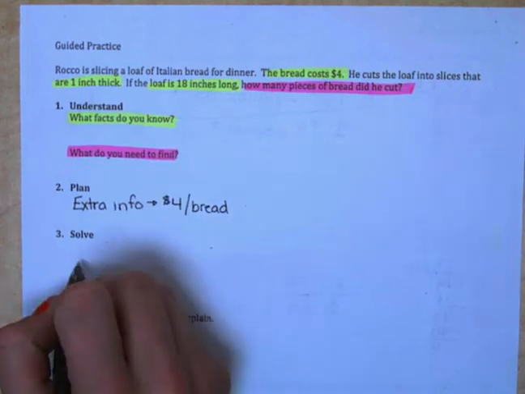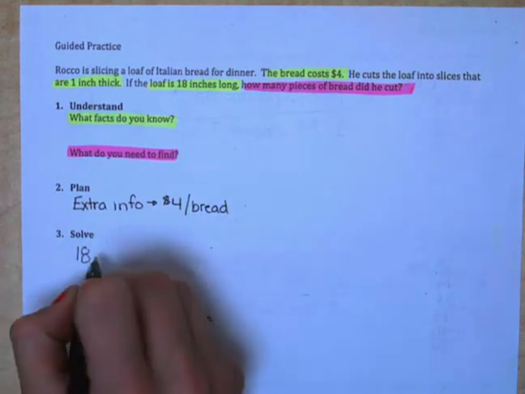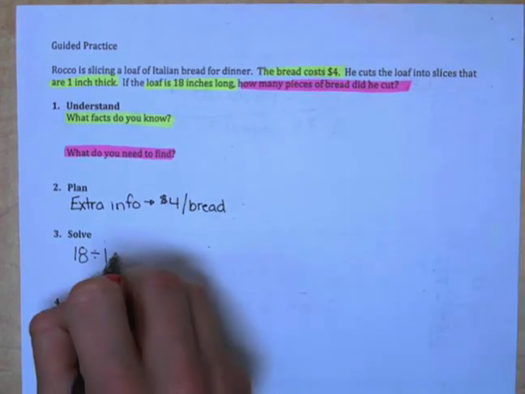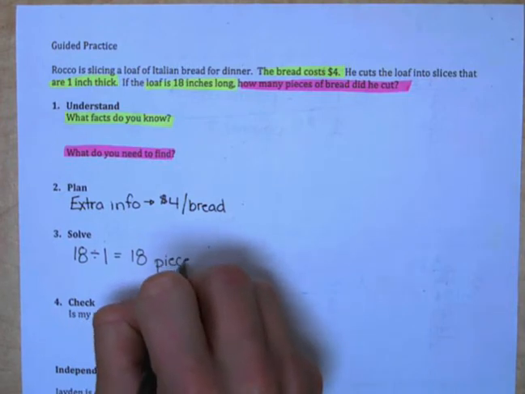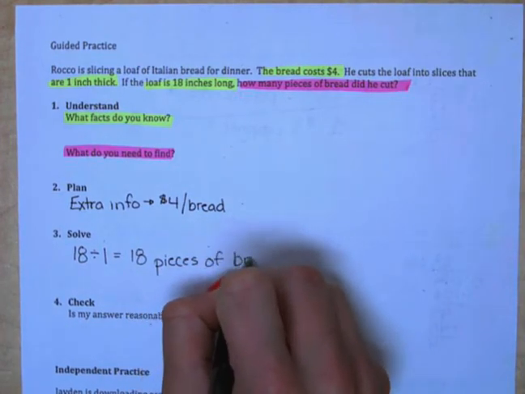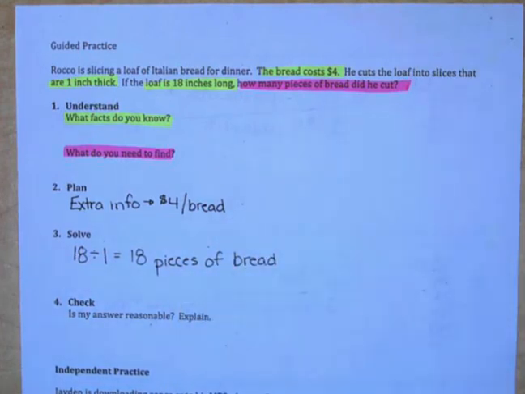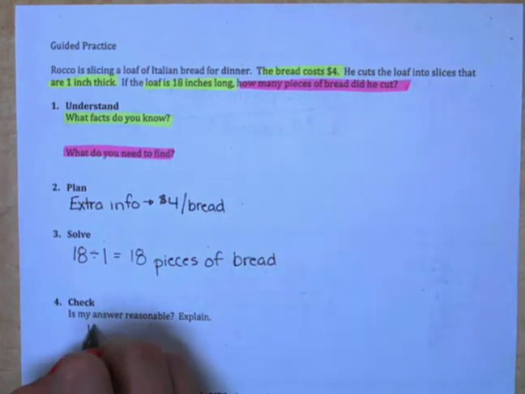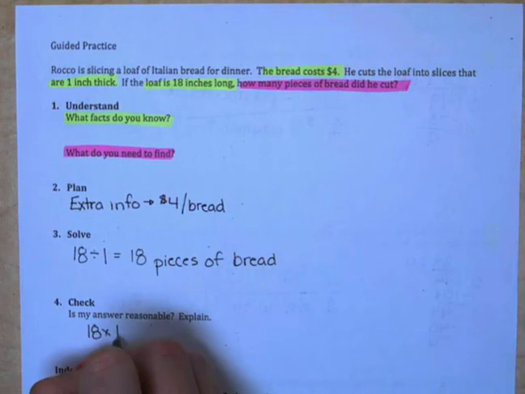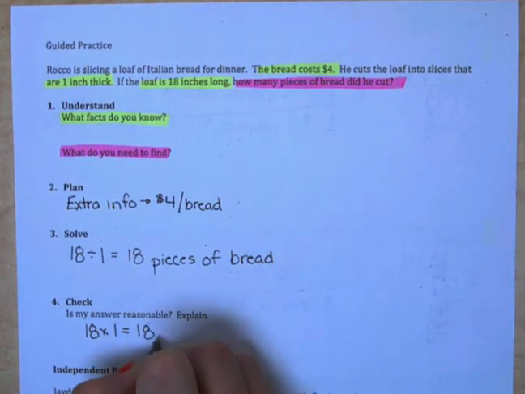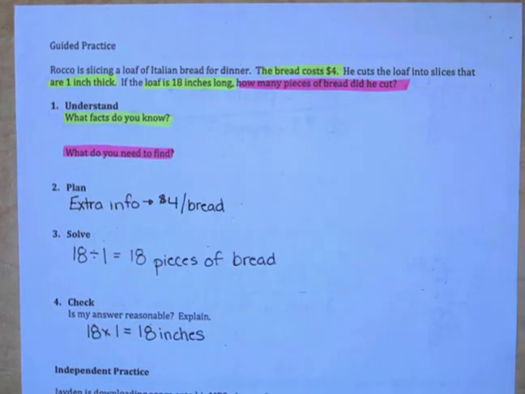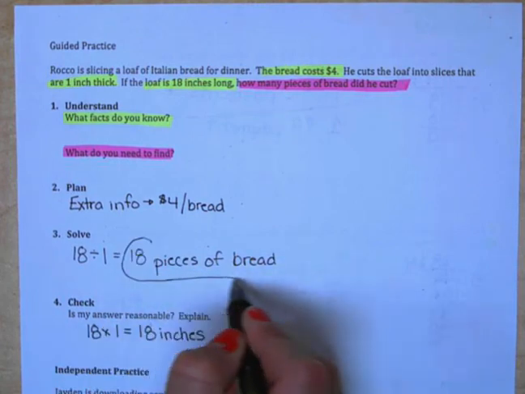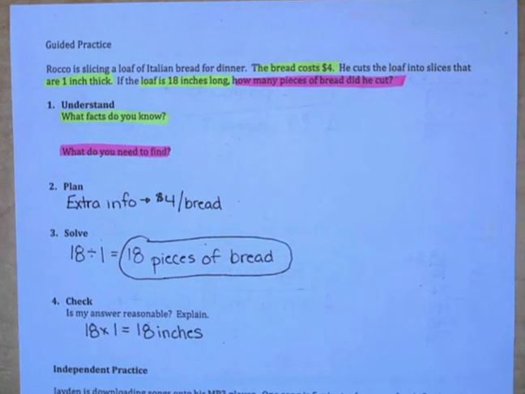So we can solve this by taking 18 divided by 1, and that would give us the answer of 18. So we know that there are 18 pieces of bread that he cut. Now we can check to see if our answer is reasonable by using multiplication. If we cut 18 pieces and they were each 1 inch thick, 18 times 1 would give us 18 inches, which is the size of the loaf that we started with. So we know that our answer is reasonable. Our final answer for this problem would be he cut it into 18 pieces of bread.